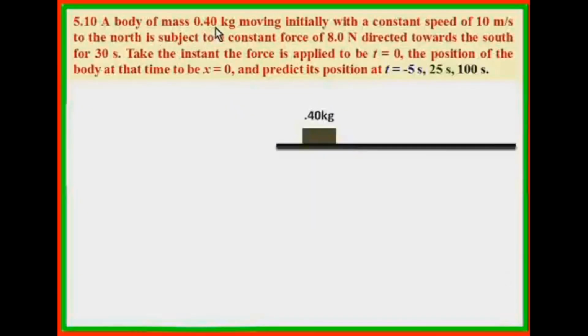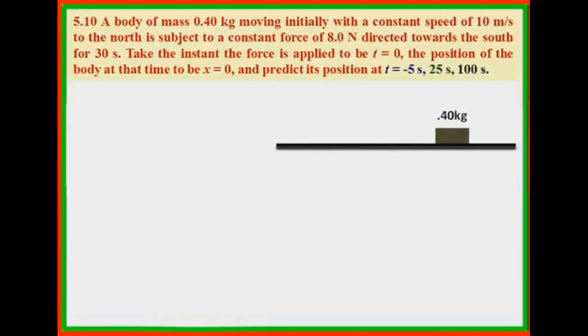Question number 5.10. A body of mass 0.40 kilogram moving initially with a speed of 10 meter per second towards the north is acted on by a constant force of 8 Newton directed towards south for 30 seconds. Take the instant the force is applied as t equal to 0, where the position of the body is x equal to 0. We have to predict the position at t equal to minus 5 second, 25 second and 100 second.